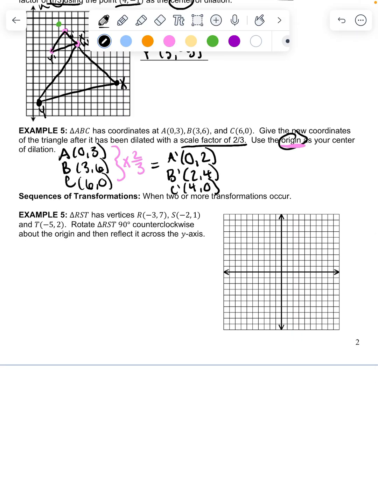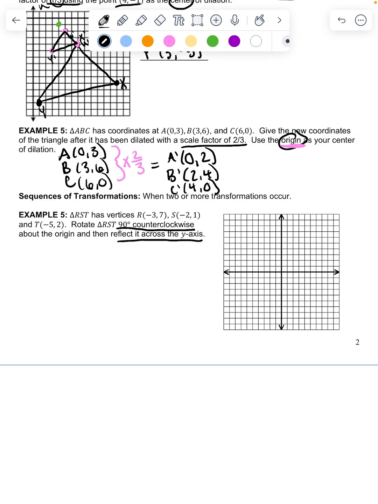All right, sequences of transformations, that's when 2 or more transformations occur. So we're just going to do one example on this one. So in example 5, it says triangle RST has vertices. R is at -3, 7, S is at -2, 1, and T is at -5, 2. Rotate triangle RST 90 degrees counterclockwise about the origin, and then reflect it across the y-axis. So you have 2 different transformations happening here.